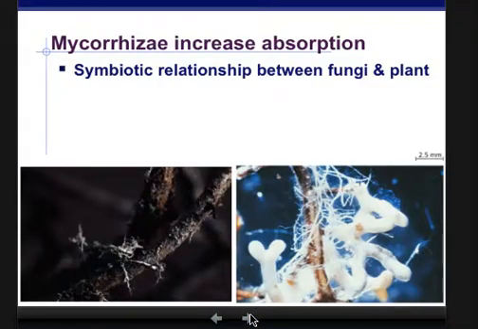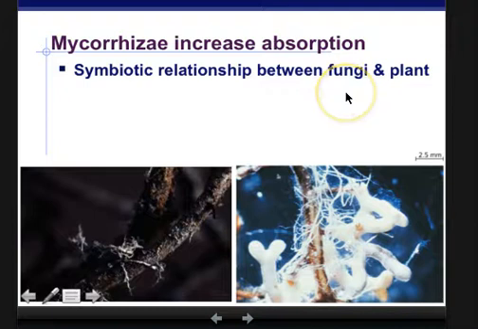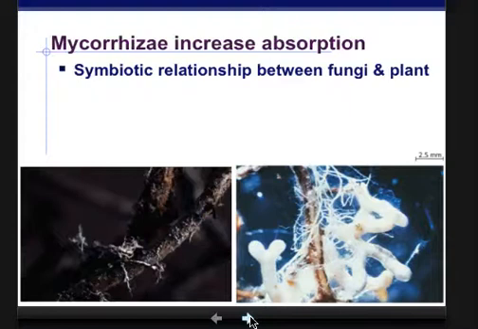Okay, another way that root hairs can absorb more is by having this symbiotic relationship with a fungus, Mycorrhizae. So it increases absorption. These fungi hang out on the roots, and they're happy to hang out there because they benefit from the structure of the plant, so that they have some place to be, and they add a whole bunch of absorption.